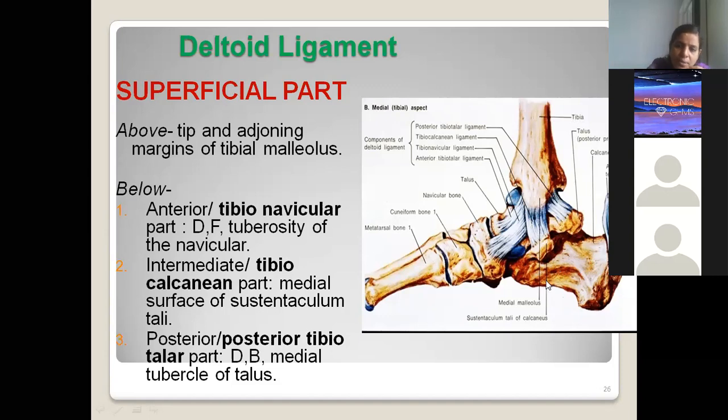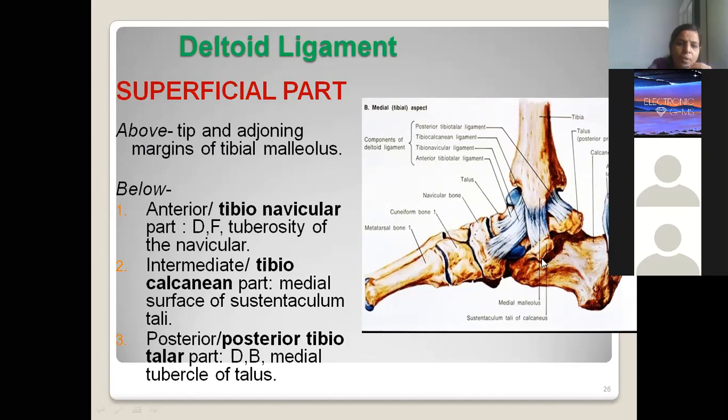Now let us see, what is this boat-shaped bone you are finding? Navicular, very good. This is the medial cuneiform. Of course, we don't require so many, but for now we require these attachments, very important. You see the superficial part of the deltoid ligament. If you consider it as a triangle, where is the apex? Medial malleolus, very good. The apex or tip is coming from the tibial malleolus, or medial malleolus.